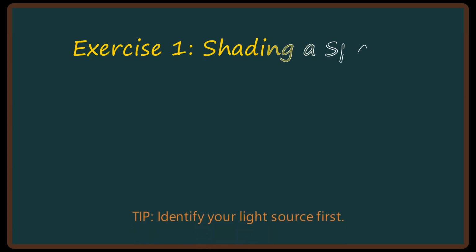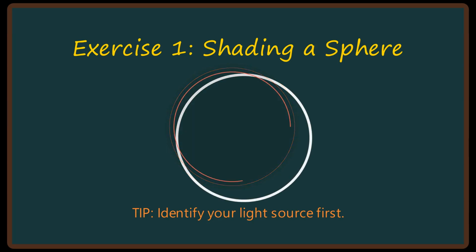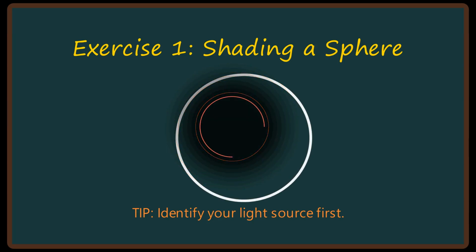Exercise 1. Shading a sphere. Use coarse shadows and reflected light to make a flat circle look like a solid 3D ball.